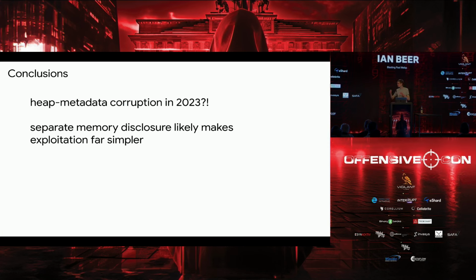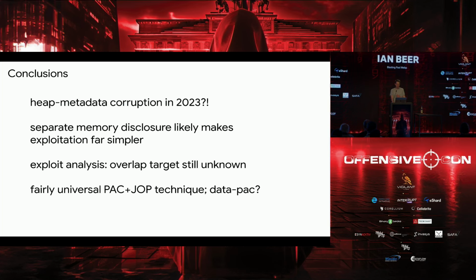There's no JBig2 style, completely custom new weird machine here. Yeah, there are still some gaps that I don't understand. And this seems to be a fairly universal pack plus JOP technique that, short of data pack everywhere, I don't see an obvious way to get around or for it to be mitigated.